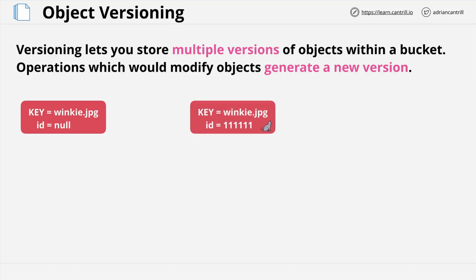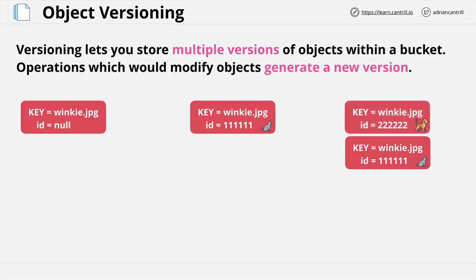If any modifications are made to this object, so let's say somebody accidentally overwrites the winky.jpg object with a dog picture, but still calls it winky.jpg, S3 doesn't remove the original object. It allocates a new ID to the newer version, and it retains the old version. The newest version of any object in a version-enabled bucket is known as the current version of that object. So in this case, the object called winky.jpg with an ID of 222222, which is actually a dog picture, that is the current version of this object.